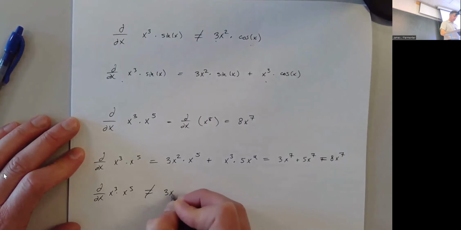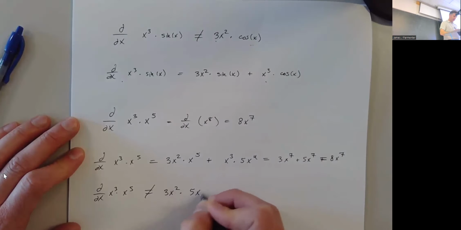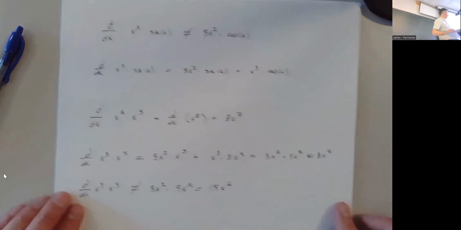And lastly I'll say, and then I promise you can go, it is definitely not equal to 3x squared times 5x to the 4th, which would be 15x to the 6th. That is not the derivative of x to the 8th.